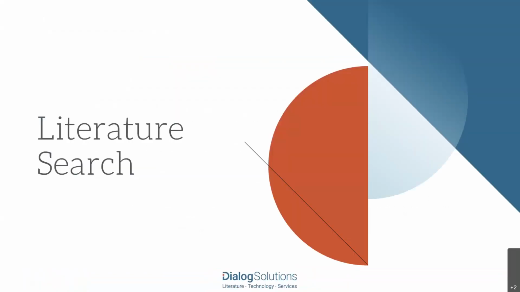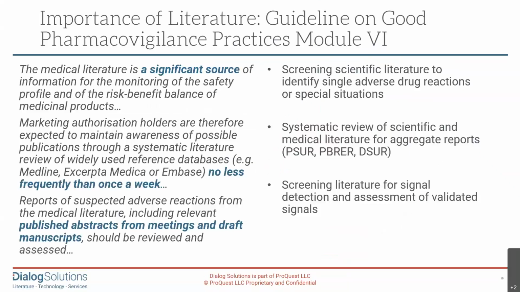So let's look now right at the beginning at the literature search. These are quotes from the EMA Good Vigilance Practice, the European Medicines Agency. They confirm that medical literature is a significant source of information for the monitoring of the safety profile and risk-benefit balance of medicinal products. They also prescribe that systematic literature searches should be conducted no less frequently than once a week.